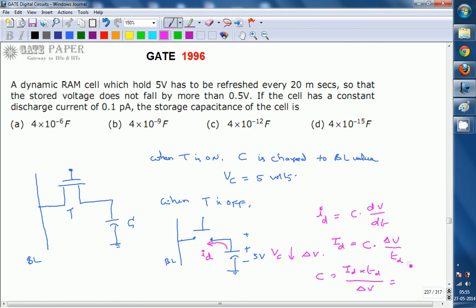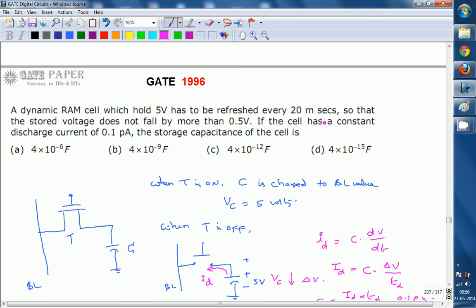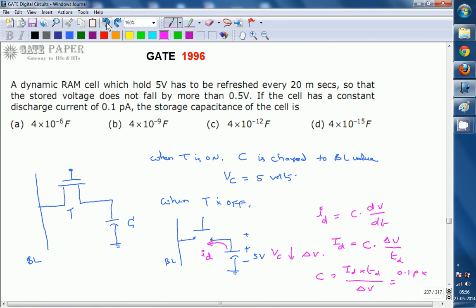Now substitute. ID is 0.1 pico, multiplied by the discharge time of 20 milliseconds. After every 20 milliseconds the dynamic RAM cell gets refreshed. So it is into 20 milli, divided by 0.5 volts, because the voltage across the capacitor must not fall by more than 0.5 volts.